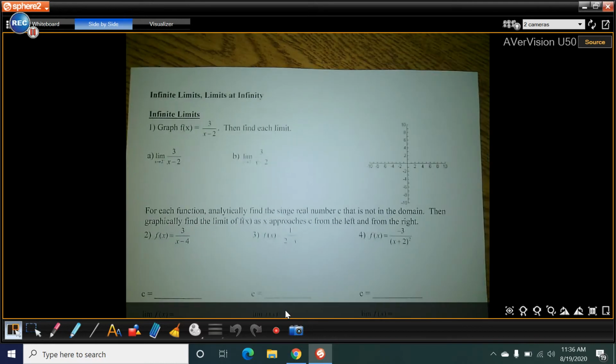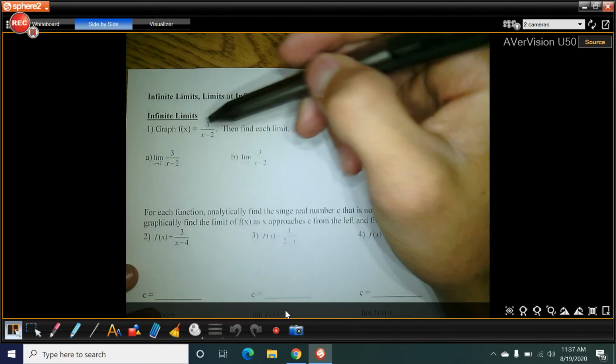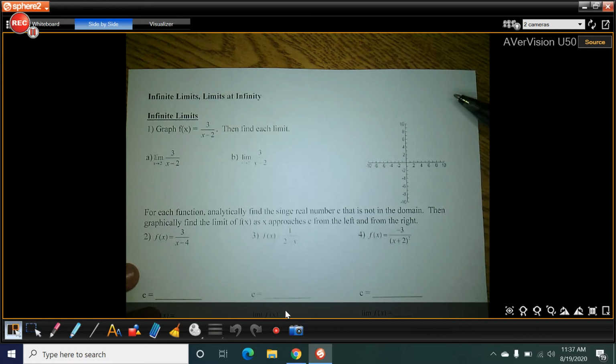Alright, so in here it's a little hard to see, but I think you guys can manage to see this. First we're going to talk about infinite limits, okay? So let's do an example so you understand what it is that I'm talking about. First of all, it says go ahead and grab the function 3 over x minus 2 and then find the limits below, and I will rewrite it because it's kind of hard to see.